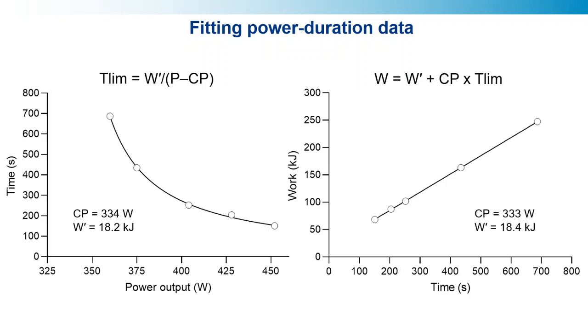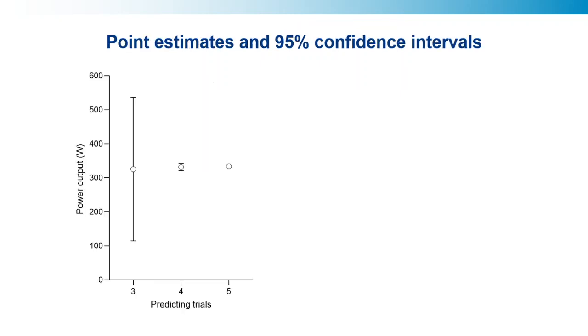Of course, there is a limit to this because it's very difficult to get people to come in and do 10 trials to exhaustion. So there's a little bit of compromise as to how many trials that you do, but there is a cost to doing fewer. And here is an example of that cost.